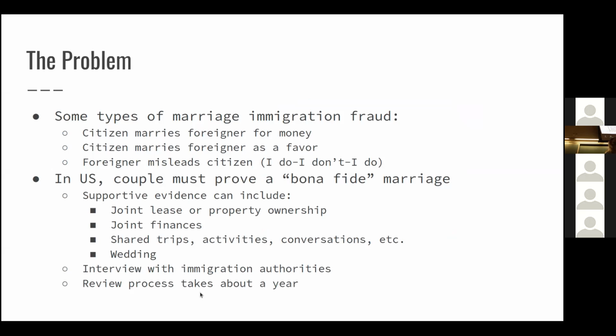So to combat this in the US, a couple who's trying to apply for immigration rights for one of the partners must prove that they have a bona fide marriage. This supportive evidence can include joint leases, joint finances, proof of shared activities, proof of their wedding, things like that. They also have to undergo interviews with immigration authorities. And it's a very long, drawn out process that takes about a year for just the first step in the process.